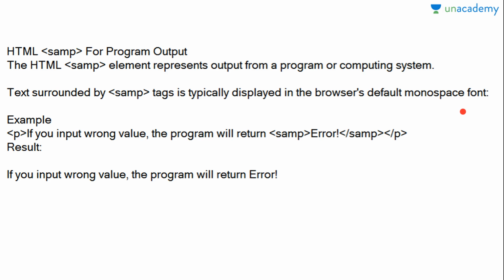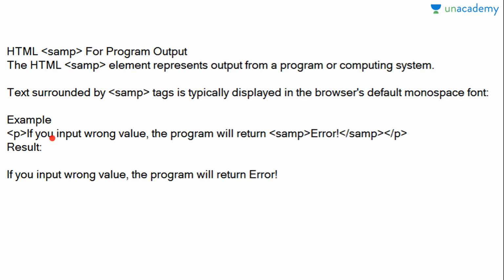Sometimes we have seen that in coding we get some error messages or other outputs that we are not able to display on our websites. For that we need to use the SAMP tag. These tags are used for displaying coding outputs. So let's see it with an example, guys.